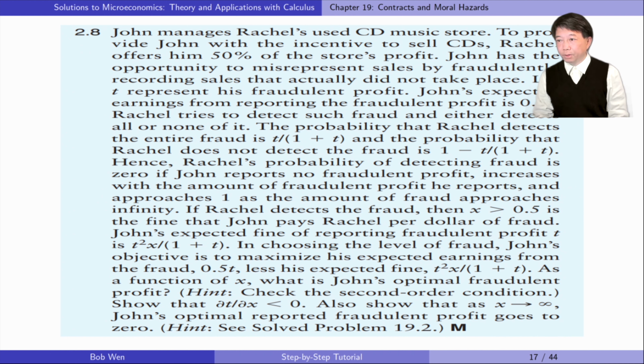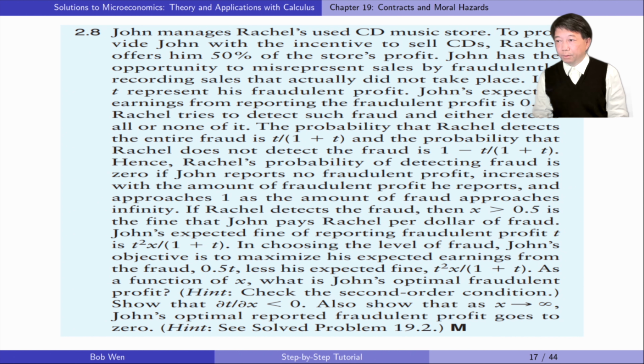Rachel tries to detect such fraud and either detects all or none of it. The probability that Rachel detects the entire fraud is T divided by 1 plus T, and the probability that Rachel does not detect the fraud is 1 minus T divided by 1 plus T. Hence, Rachel's probability of detecting fraud is 0 if John reports no fraudulent profit. It increases with the amount of fraudulent profit he reports, and approaches 1 as the amount of fraud approaches infinity.